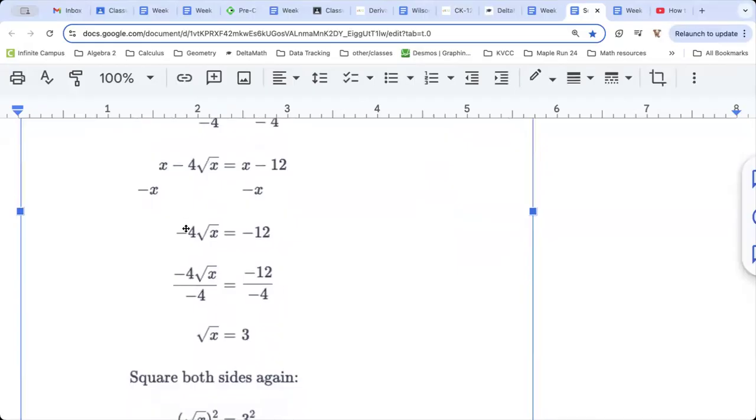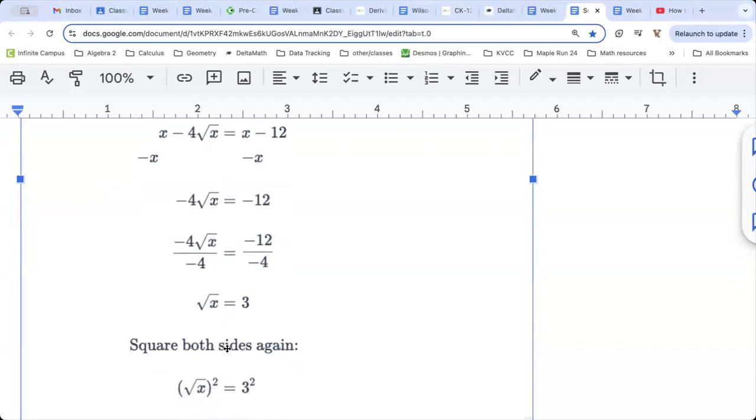Now we have -4 square root of x is equal to -12. We can further isolate the square root of x by undoing the multiplication. -4 is multiplied to square root of x. Undo the multiplication by division. So we divide by -4 on both sides, and we get an even simpler radical equation, square root x equal to 3.